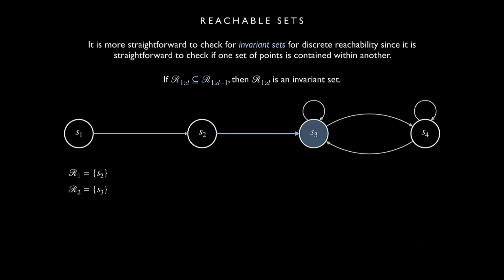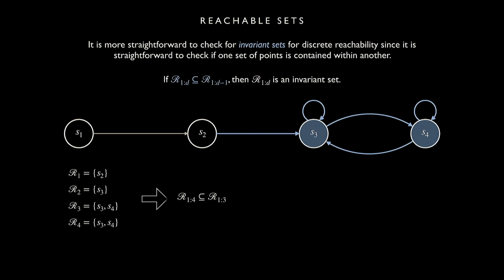Now we're at S3, we go 1 more time step into the future. We could either stay in S3 or we could end up in S4. So R3 is going to be S3 and S4. And then let's go 1 more time step into the future. We could either stay in S4 or end up back in S3. And so now we can check this property.